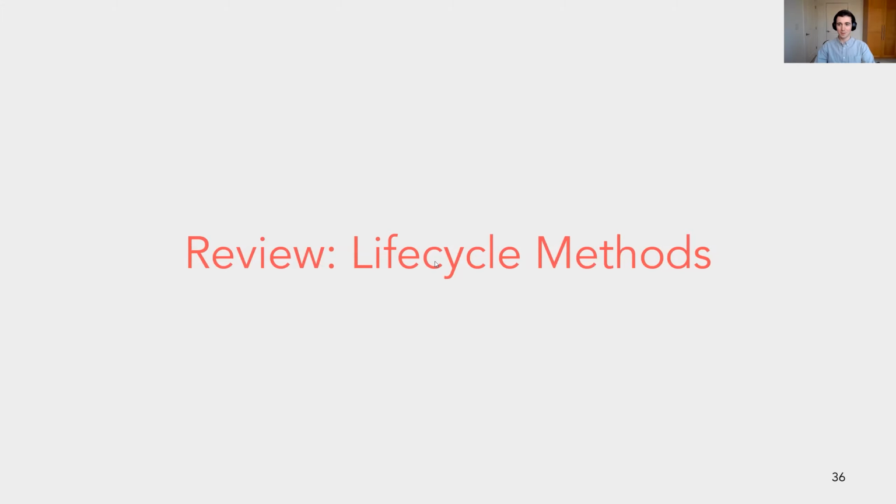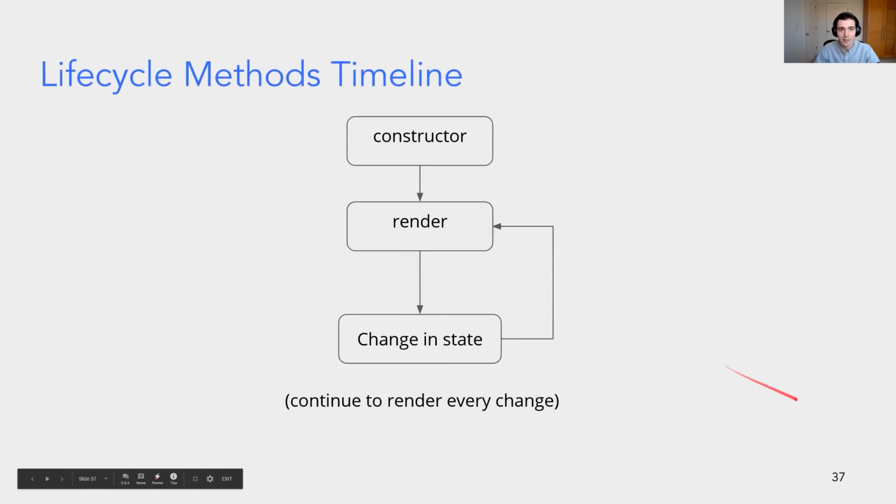So you probably remember these briefly from Nico's lecture yesterday. He talked about, for example, render was the main one that we talked about, and we talked about the constructor. So you might remember what the diagram looked like from yesterday. It was probably something like this, right? Constructor, and then render, and then every time there's a change in state or prop, render gets called again. Every time there's a change, we re-render.